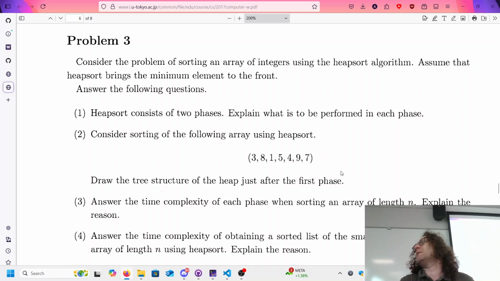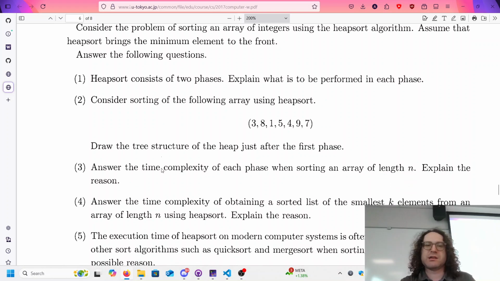and they're using parentheses instead of brackets, but whatever, different countries, different notations. Okay, draw the tree structure of the heap just after the first phase, which is after we do the heapify, right? Now, answer the time complexity of each phase when sorting an array of length n. Explain the reason, okay? So heapify.